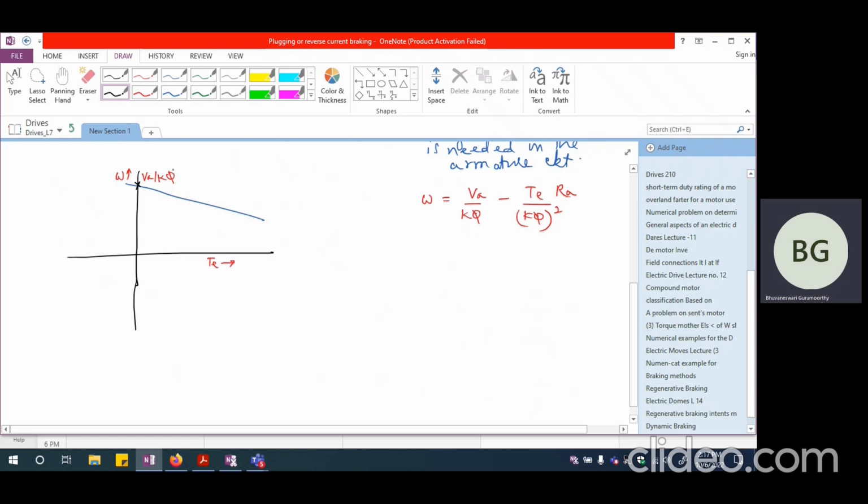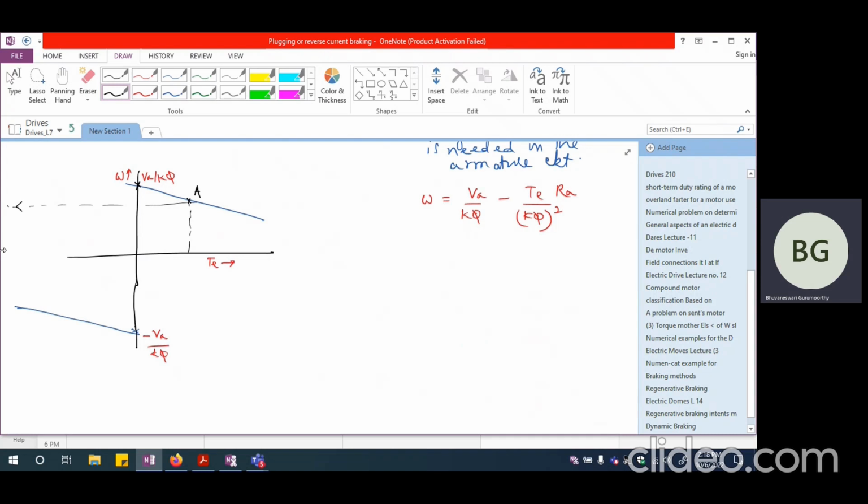Now, if I reverse the voltage, I have to draw the characteristics exactly in the other direction. So this is the third quadrant, which is corresponding to the reverse voltage characteristics. So this is going to be minus VA divided by Kφ. If originally I had been operating the motor somewhere here, so this is the original operating point of the motor. If I have to see with minus IA where the operating point is going to be, it will go beyond the board. Somewhere beyond the board it will go in this direction.